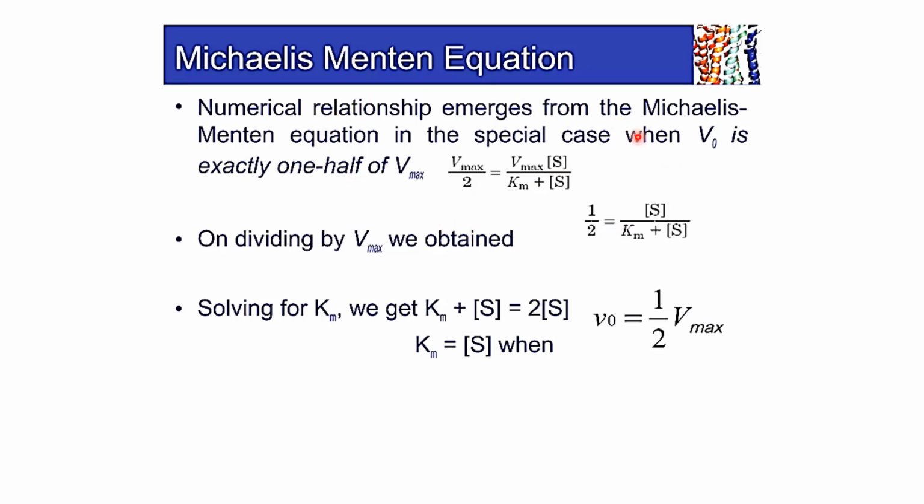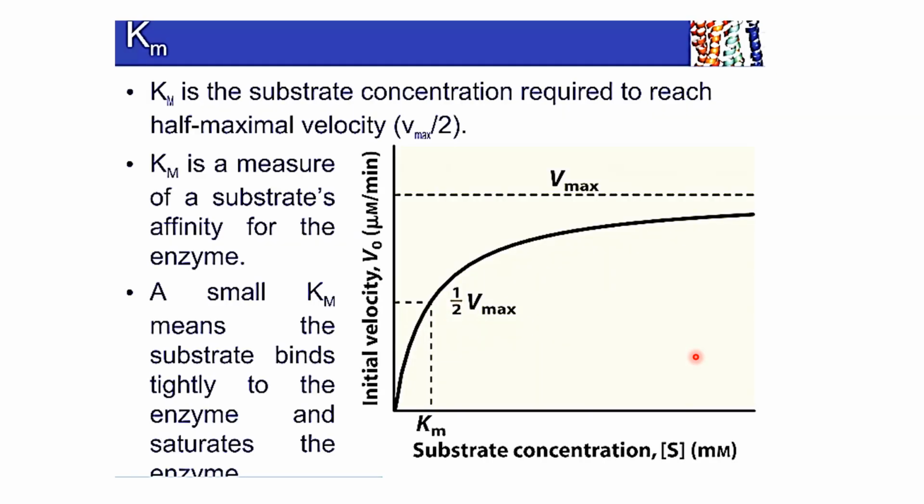This numerical relationship emerges from the Michaelis-Menten equation, and in the special case when the initial velocity is exactly 1/2 of Vmax, if we solve for Km, we will see that Km becomes equal to the substrate concentration. So Km is equal to the substrate concentration when V0, the initial velocity, is half of the maximum velocity. Now what is Km? Km is basically the substrate concentration required to reach half maximal velocity. As we found from here, this is the significance of Km. So Km is basically a measure of a substrate's affinity for the enzyme. A small Km will mean that the substrate binds tightly to the enzyme and saturates the enzyme.